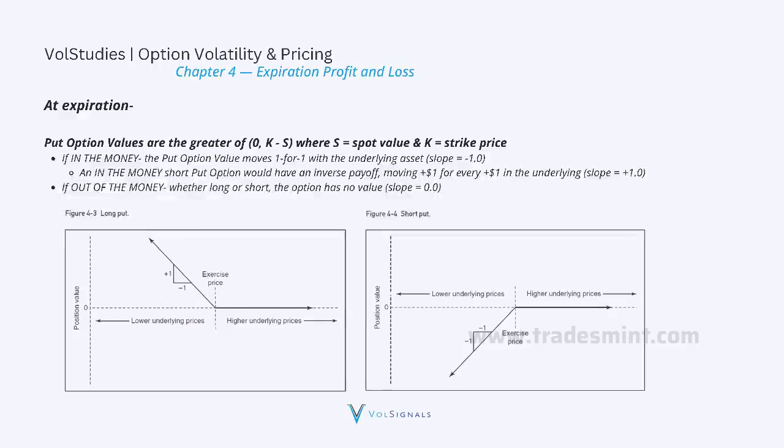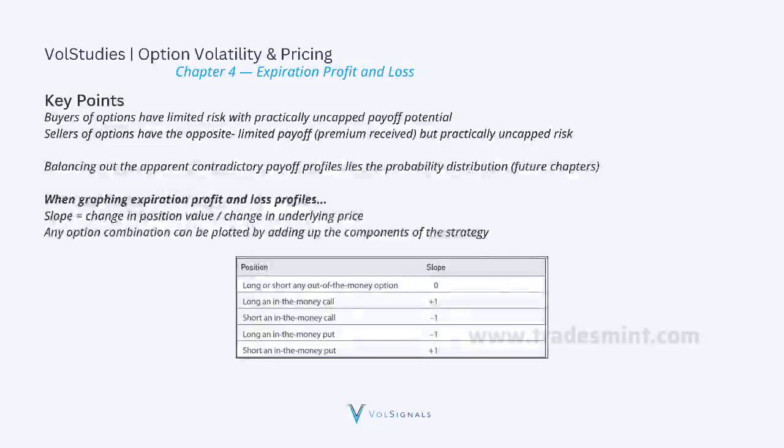Now, just like we talked about with call options, moving between a long put option and a short put option requires you to flip the payoff profile across the x-axis. So a short put option then has a delta like a call when it's in the money. When it's out of the money, it still has a 0 delta, or a 0 slope, and of course 0 value. So some key points here.